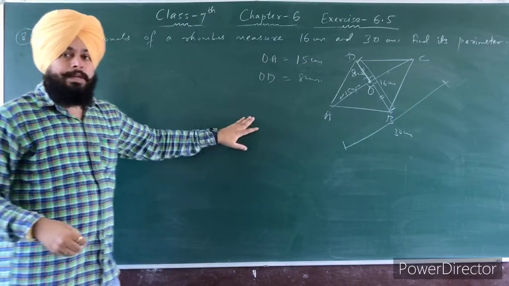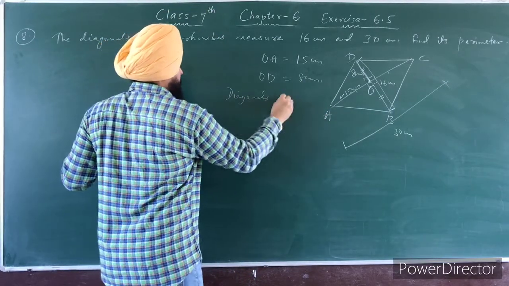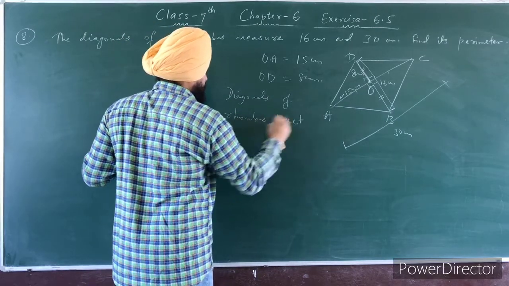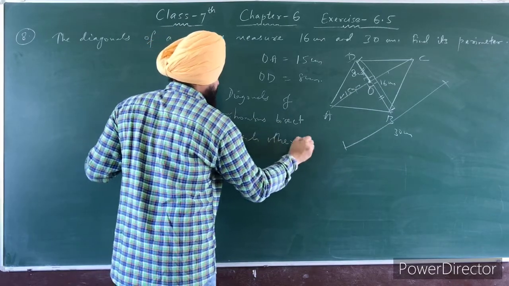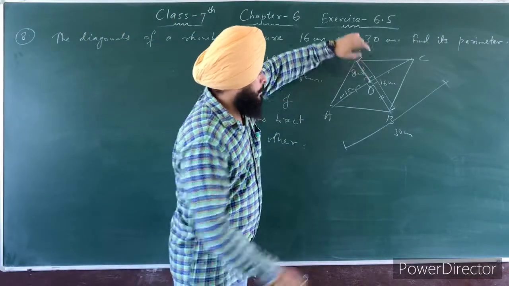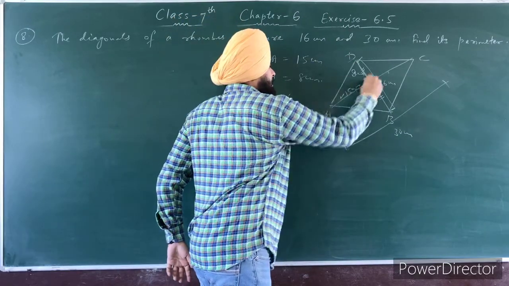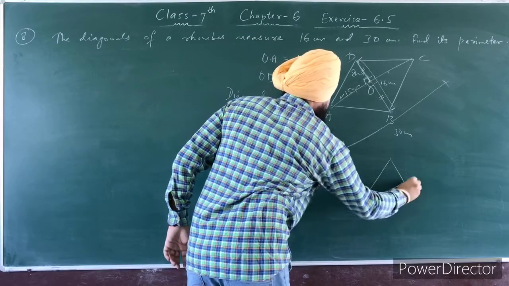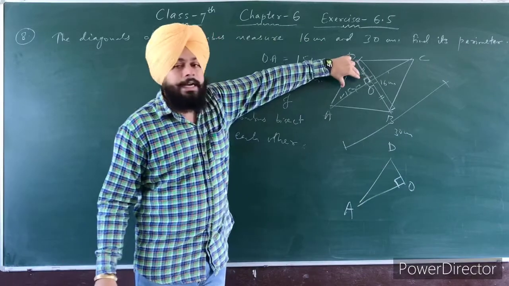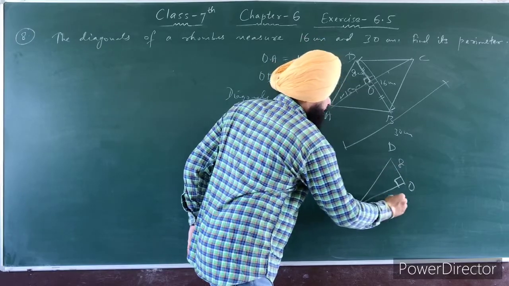You can write this one also. Diagonals of a rhombus bisect each other at 90 degree also. It means this angle is of measure 90 degree. If this is of measure 90 degree, then what? This is a right triangle, this one, AOD. This is of measure 90 degree. Then this is a right angled triangle in which length of OD is 8 and length of OA is 15.